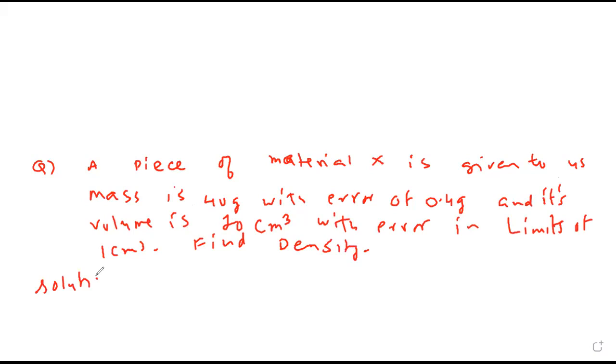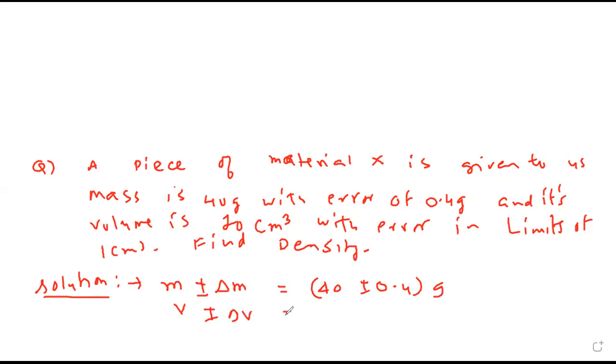Wait one minute and see what they have given. Mass is denoted by M. Error is plus or minus. You can write delta M, you can write dm, both are same. So it is 40 plus or minus 0.4. Then volume V plus or minus change in volume, that is error, is 10 plus or minus 1 centimeter cube. First, have you followed this information?